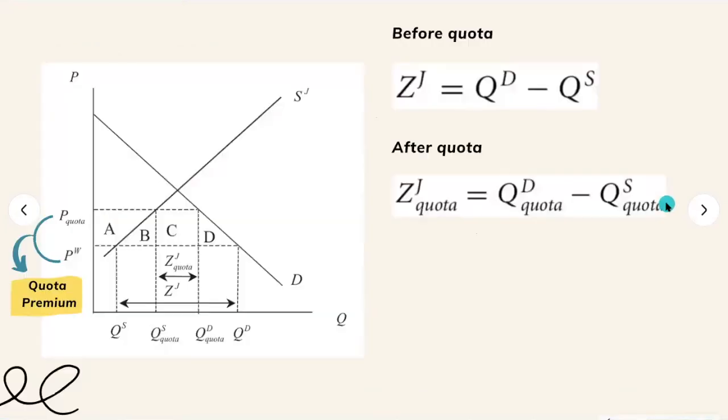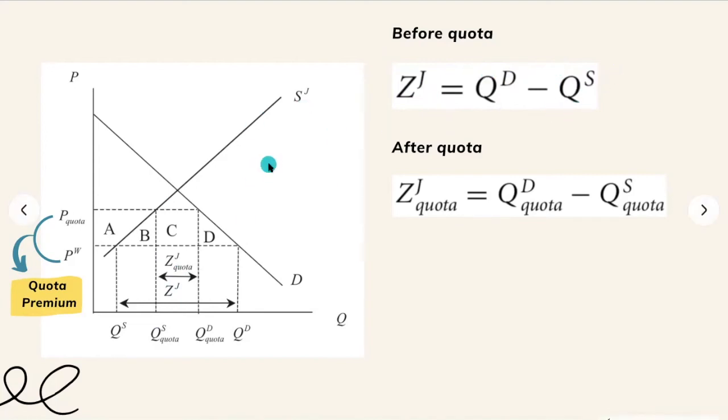As you can see in the next slide, this is the graph. So we know that before Japan imposed the quota, the rice imports are ZJ, where ZJ equals QD minus QS. QD is the Japanese consumer demand, and QS is the Japanese suppliers. So before the quota, the equation is QD minus QS.